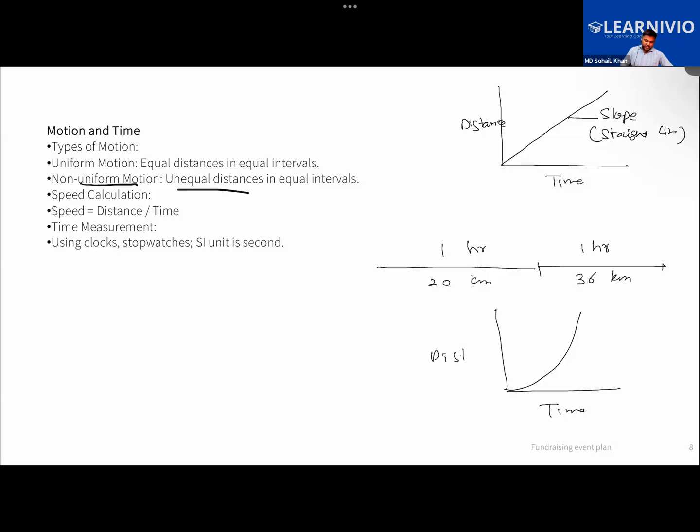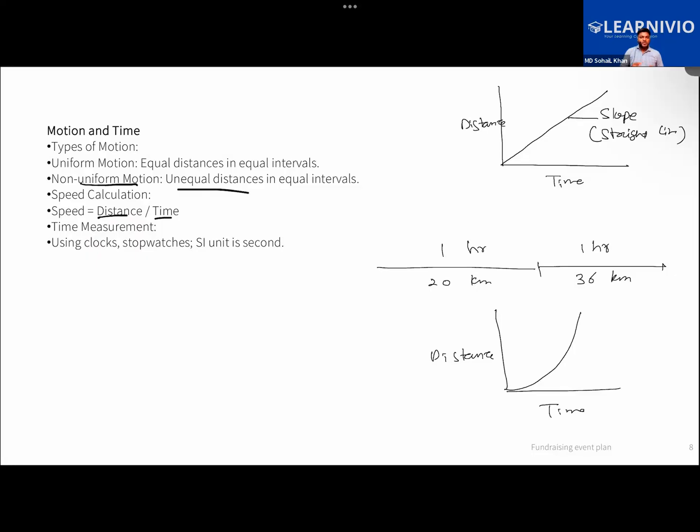That means that the body is moving with a non-uniform speed. Also, we have learned about different formulas. In order to calculate speed, we basically divide distance upon time. Same formula can be used to find time or distance also. Then we have learned how we can measure the time.